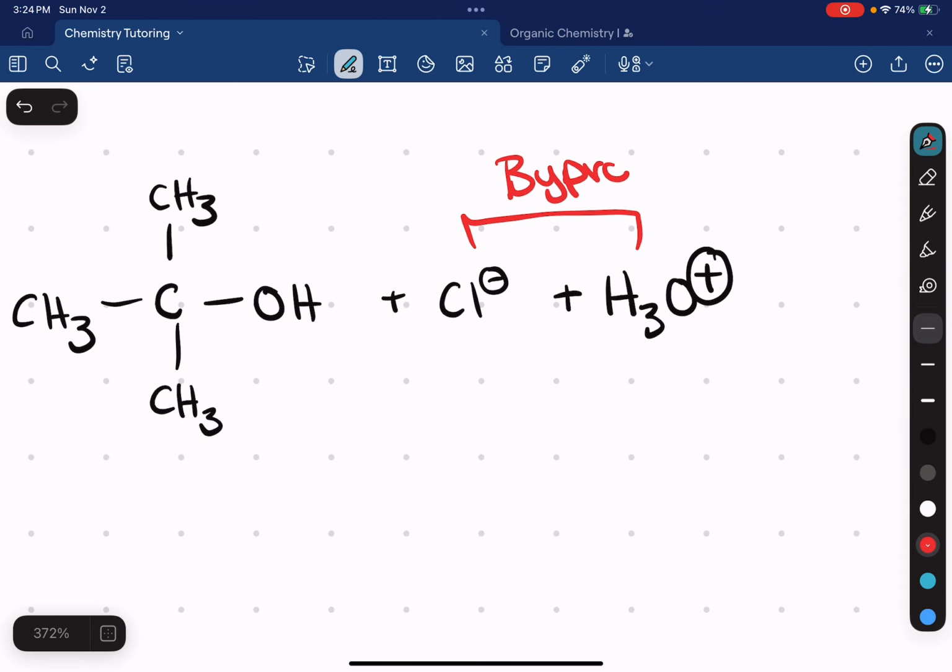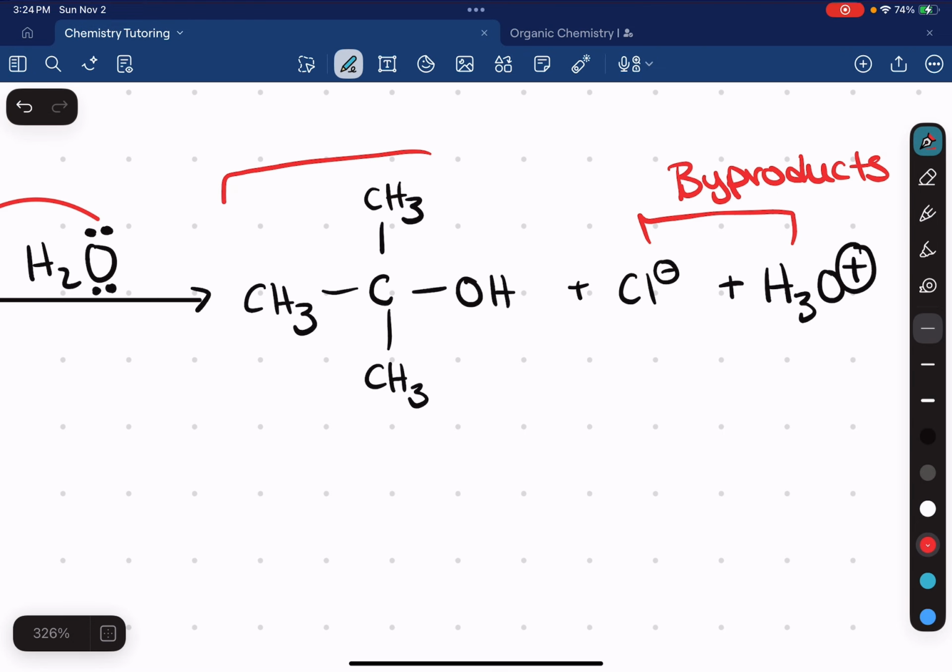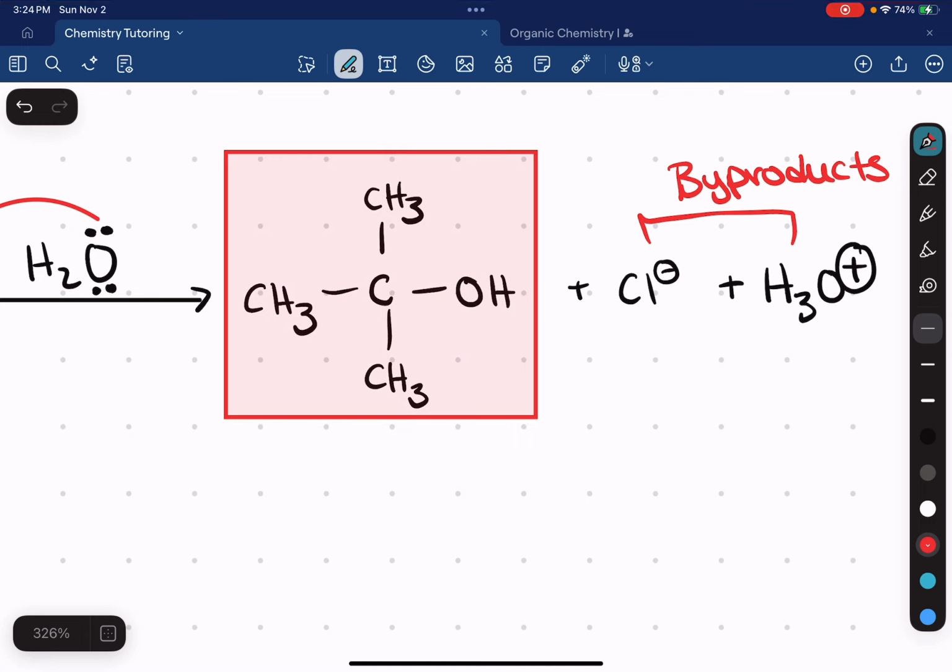They don't really matter too much. We're not focused on them. What we're focused on is this guy. This is the major product, and that's how it's going to be phrased on the exam too. And he'll be like, "Oh, what's the major product of this reaction?" or things like that, right? Okay, this was the mechanism.